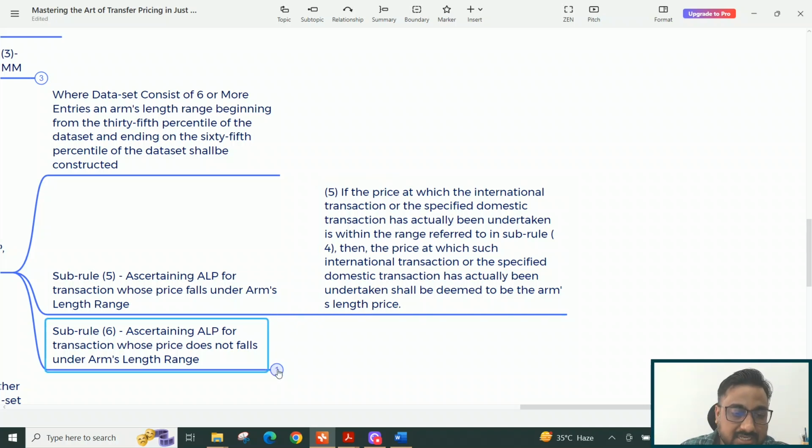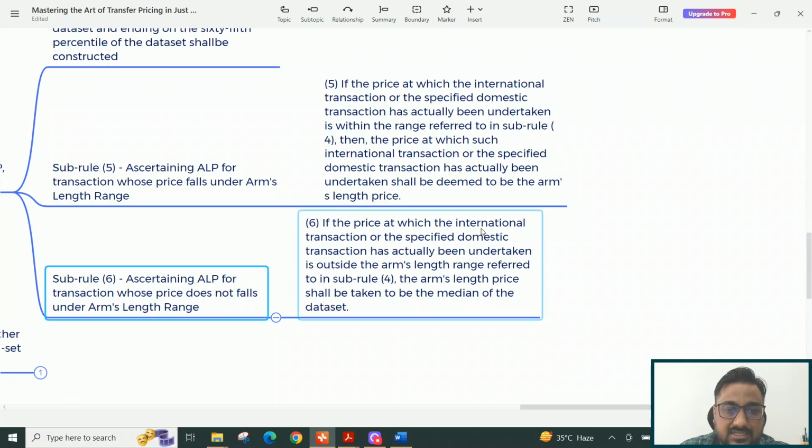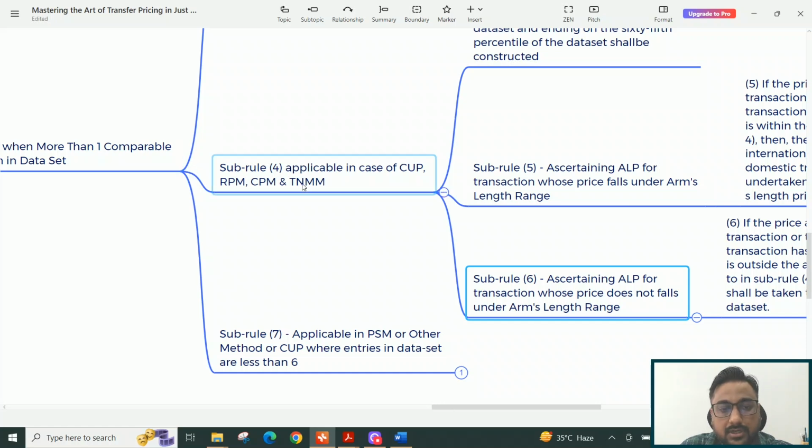Then what does subrule 6 say? Subrule 6 says that if the price at which the international transaction or the specified domestic transaction has actually been undertaken is outside that arm's length range, that is the range of 35th to 65th percentile, then the arm's length price shall be taken to be the median of the data set, that is the value lying on the 50th percentile of that data set. We will be computing the arm's length price in such scenarios as well in the practical part, right? So this is how the interpretation of subrule 4 needs to be done, read with subrule 5 and subrule 6.